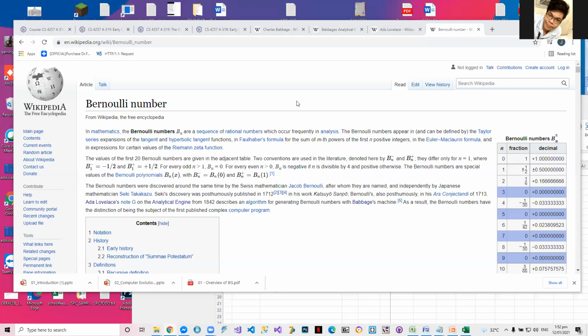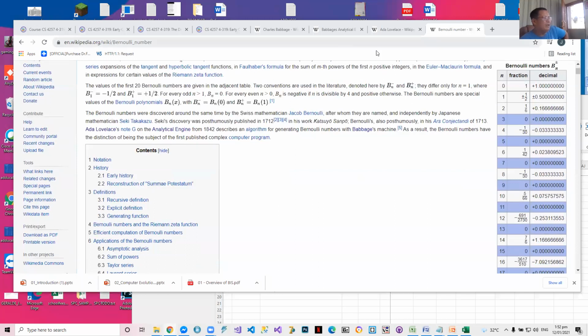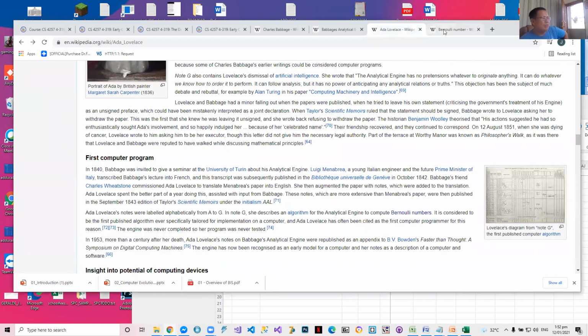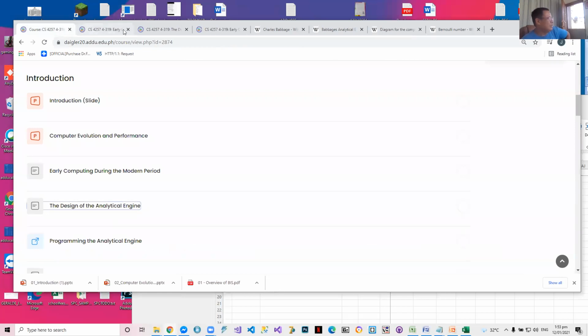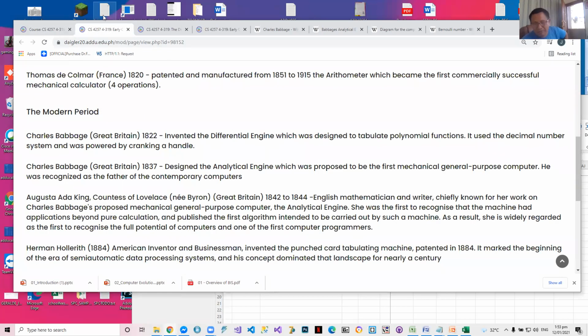There's a formula to do this, and Ada Lovelace programmed that into this formula. Ito yung program niya to generate the Bernoulli series. Give a value of n, it will give you the nth Bernoulli number. Strange, no? What's the use? It has a use in mathematics, but for us, it's useless.